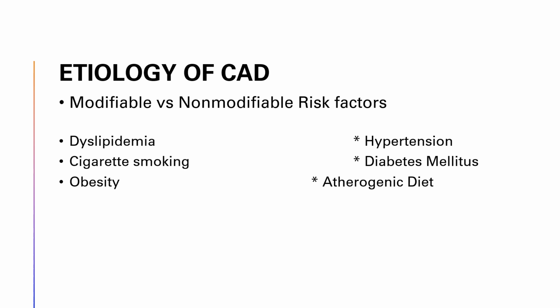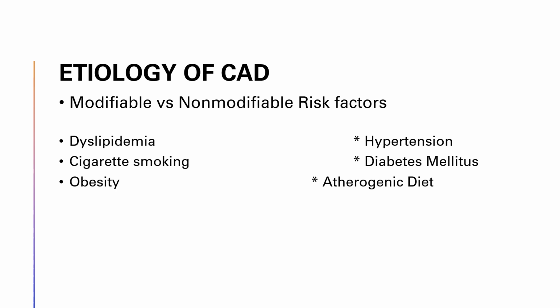Cigarette smoking is also a risk factor. Obesity is a risk factor. Hypertension is a risk factor because it contributes to that endothelial injury that causes atherosclerosis. Diabetes is a risk factor as well because diabetes and insulin resistance cause damage to the endothelium, thickening of the vessel wall, and can increase that inflammation.